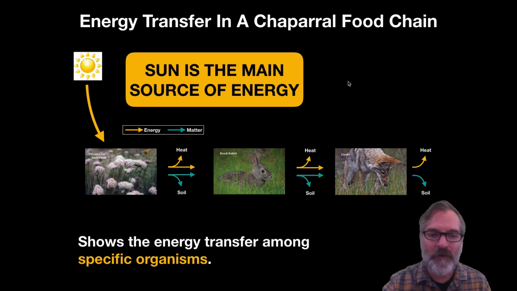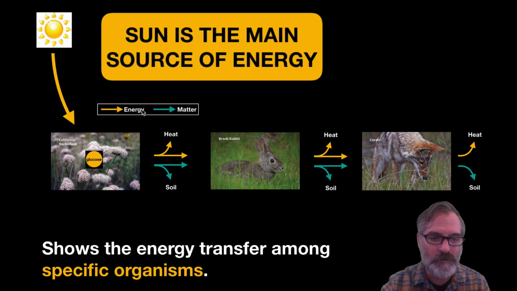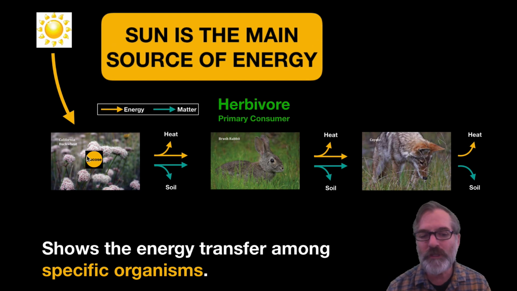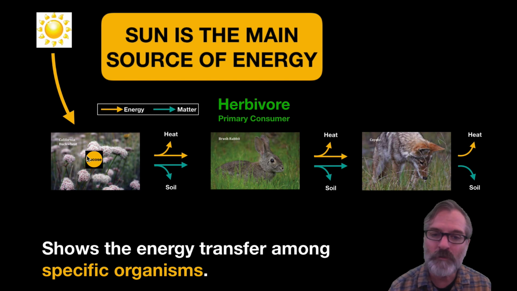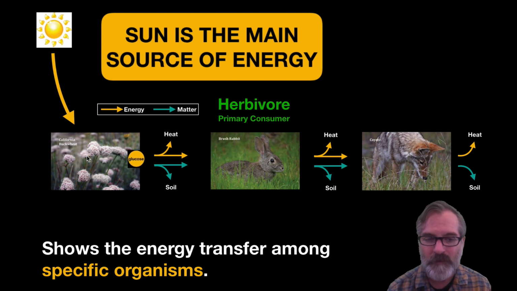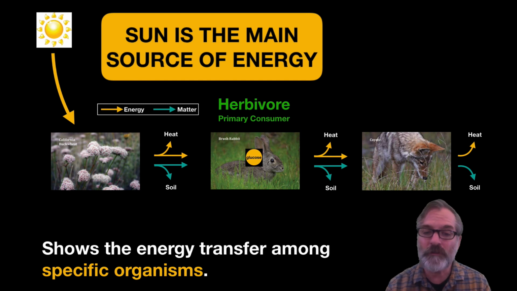All right, so let's take a look at how this works. So here's the glucose molecule. And then, as you can see here, we've got the bush rabbit. And the bush rabbit is an herbivore. It only eats plants, and it's a primary consumer. So as it feeds on the California buckwheat, that energy, that biomass, those glucose molecules are going to be transferred to the rabbit.